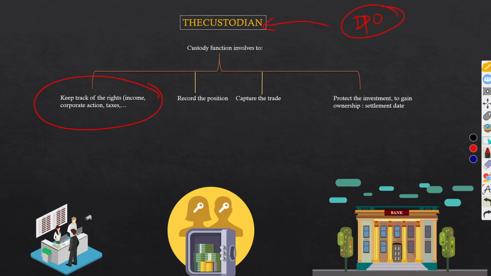And apart from that, as I said, custodians will keep track of rights or income, corporate actions, taxes, because the custodian also collects taxes on behalf of the government. So they charge taxes basically. Citibank collects taxes for most of the governments as well. Not only Citibank but also other banks. Basically, the government will appoint the banks as agents to collect taxes on its behalf.